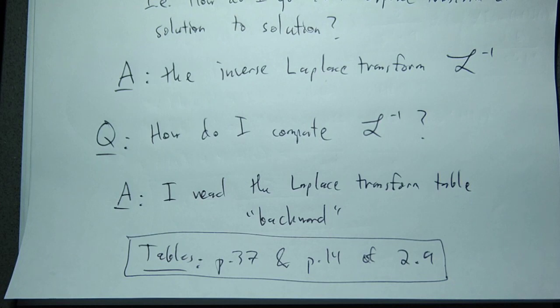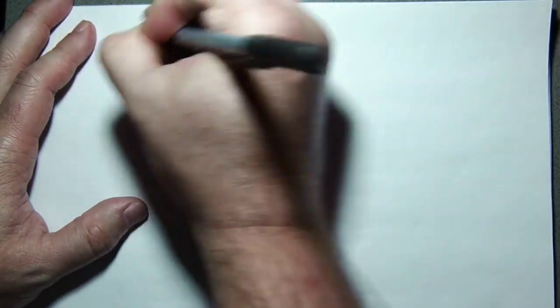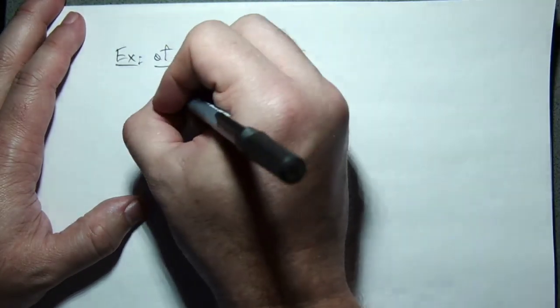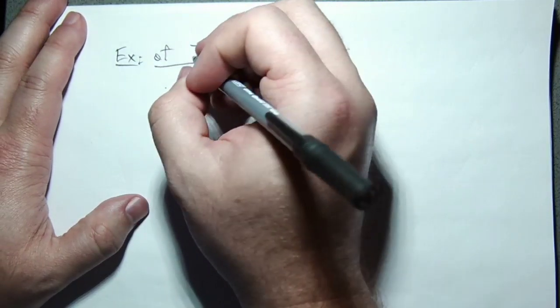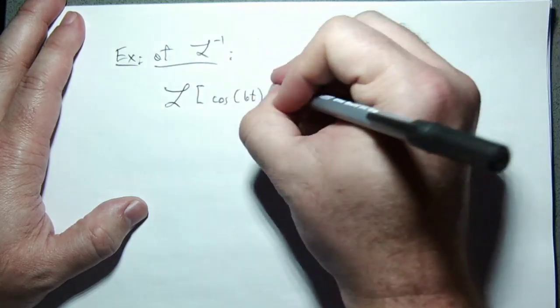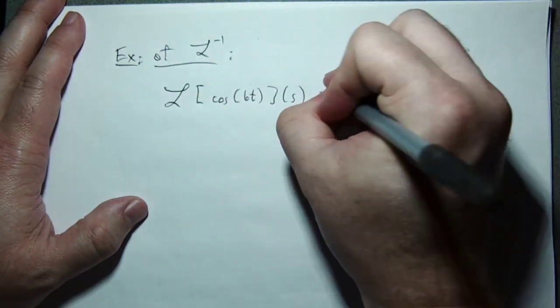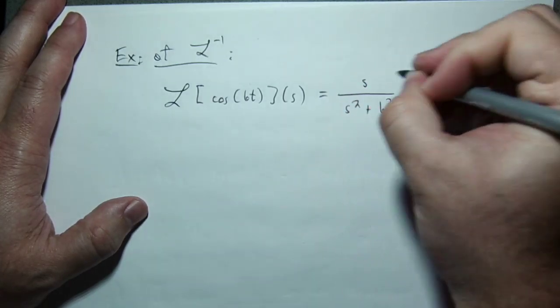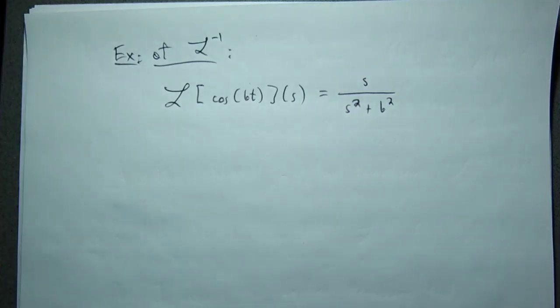Okay, so then the inverse Laplace transform is reading backwards. So what do I mean by that? Well, let me pick a particular example. So example of inverse Laplace transform. So we have the entry in the table. I'm going to use cosine. So Laplace transform of cosine of bt of s is s over s squared plus b squared, right? We saw that yesterday. Okay.